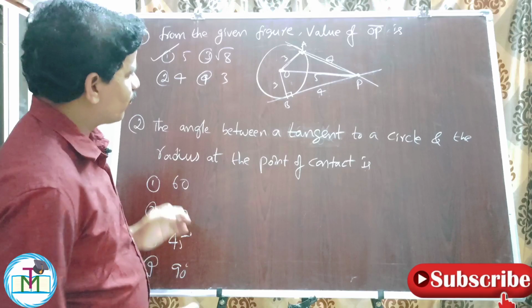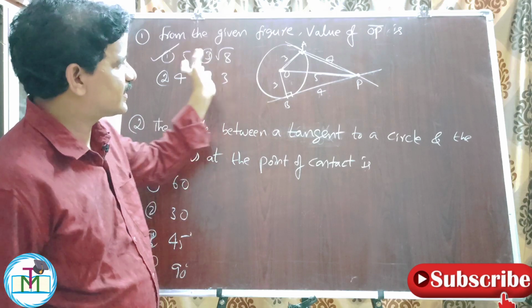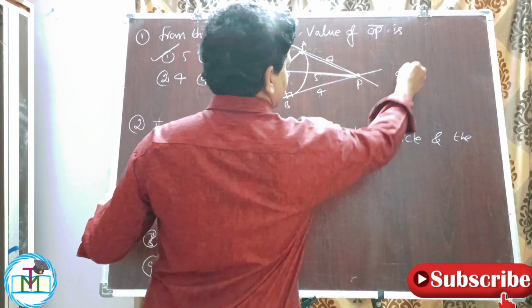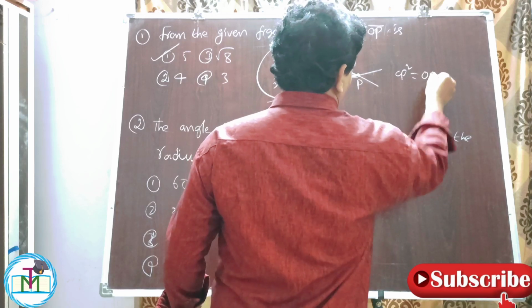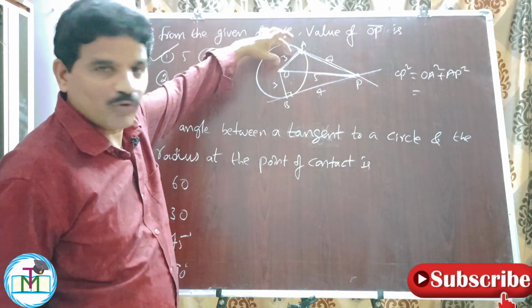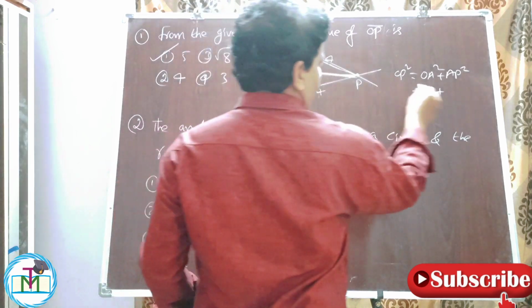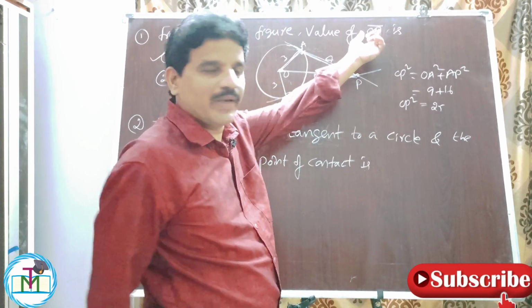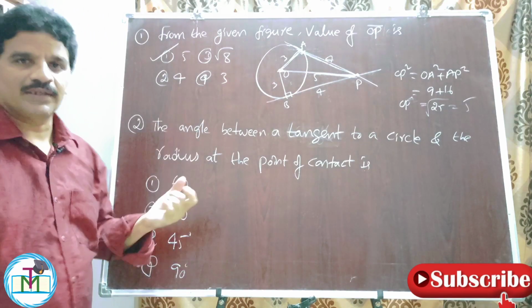So very simple questions are asked on circles and tangents. If you carefully observe, you can easily understand how to solve it. If you want to use the formula, OP square, hypotenuse square, is equal to side square, means OA square plus AP square. What is OA square? OA is nothing but the radius, 3 square 9, plus AP is 4 square 16, total 25. This is OP square, but I want only OP. When the square goes to that side it becomes root, which becomes 5. Therefore option 1 is the right answer.